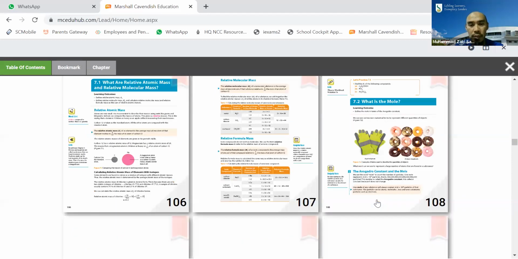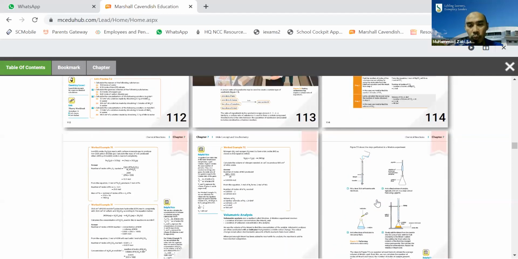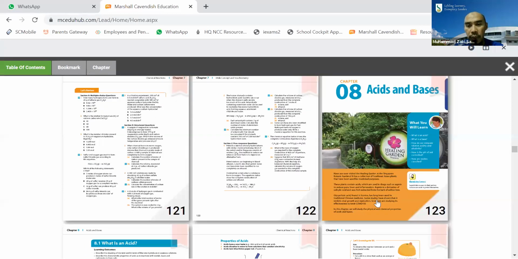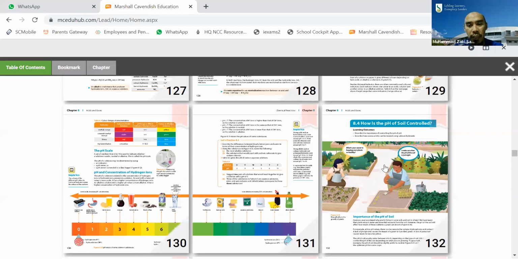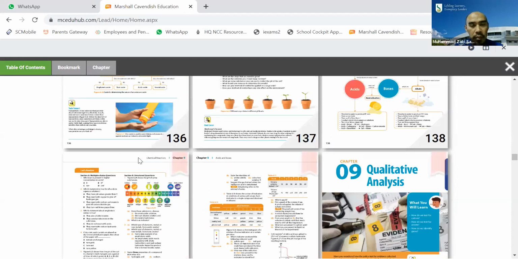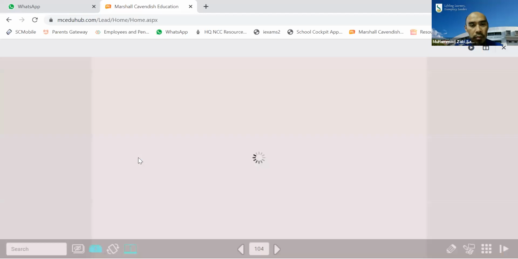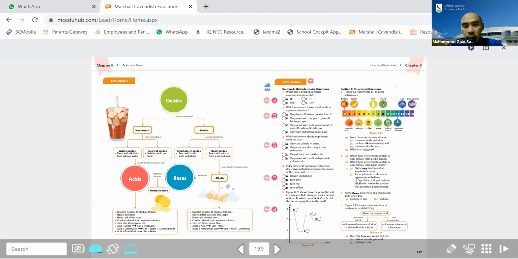I think sometimes it's slow. Okay, the last page. Good. Remember how to control pH, it's page 132, right? All this good stuff for revision. Okay, let's go here, 139.